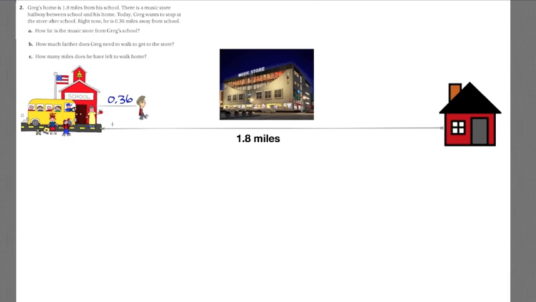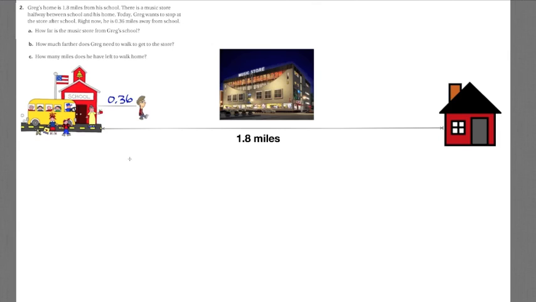Alright, let's move on to number 2. In this case, it says Greg's home is 1.8 miles from his school. So over here we have his house, and here's the school. And this line all the way across here represents the 1.8 miles from his house to the school.